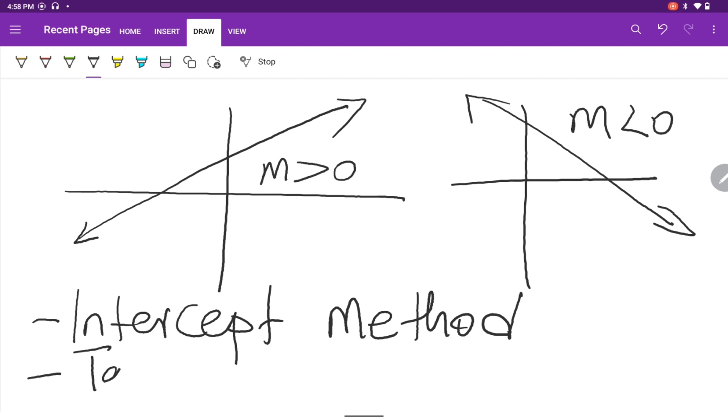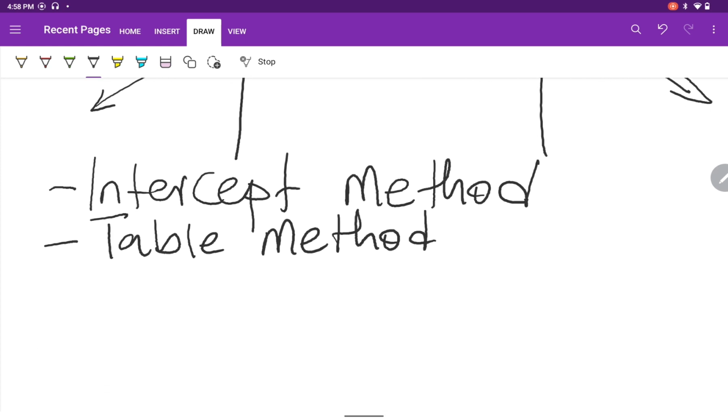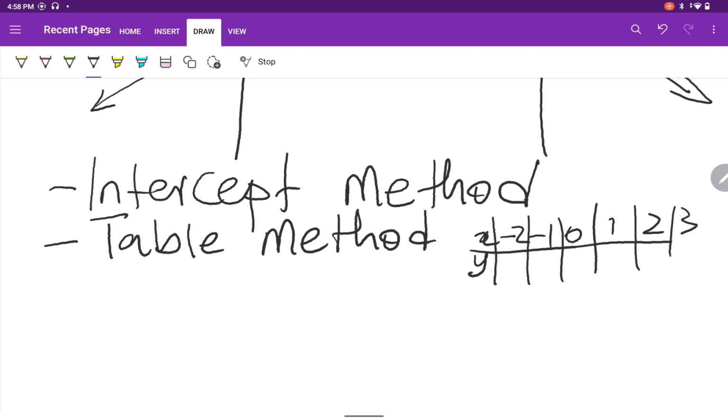We have the table method. With the table method, we can sketch any graph, be it a trigonometric graph, a parabola, or a hyperbola. We just put points x and y, and we put x values, maybe -2, -1, 0, 1, 2, 3, like that, and then we get the corresponding y values. We are able to put those points on a Cartesian plane and we sketch the graph. That is the table method.